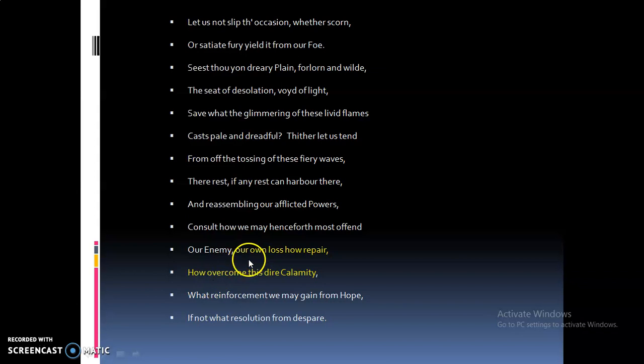However, our own laws, how repair, how overcome this dire calamity. So now, if you see here, Satan says, let us not slip the occasion. Meaning, let us not miss this occasion. This situation is the place, the seat of desolation, and this place is void of light.